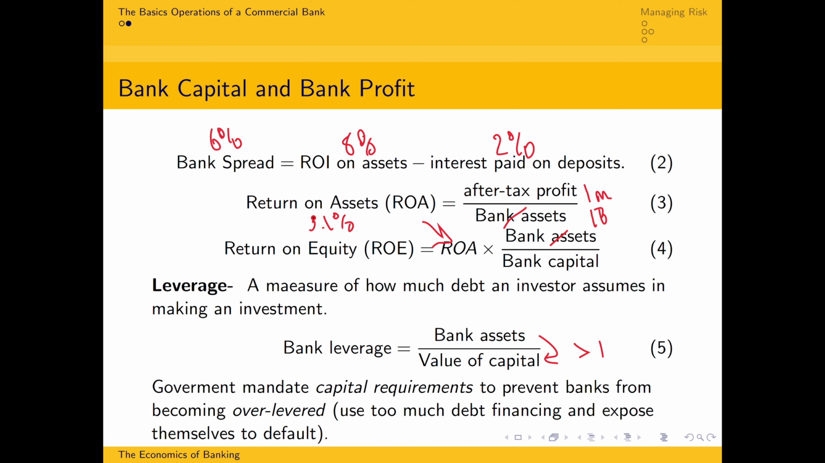Then they become over levered, and so because of that, the government has mandated capital requirements to prevent banks from doing so. So they have to have some sort of ratio between the value of capital and the bank's total assets, which they can willingly change in order to increase economic productivity.